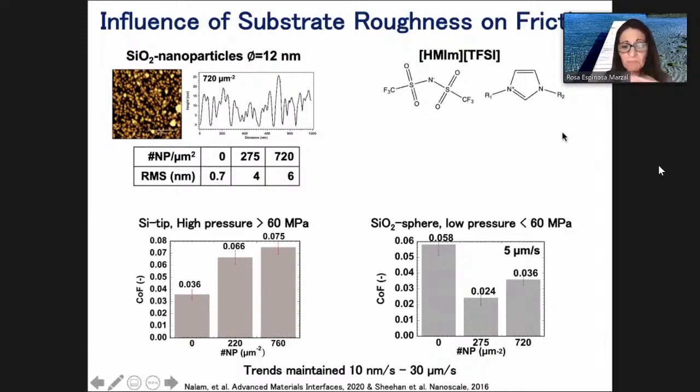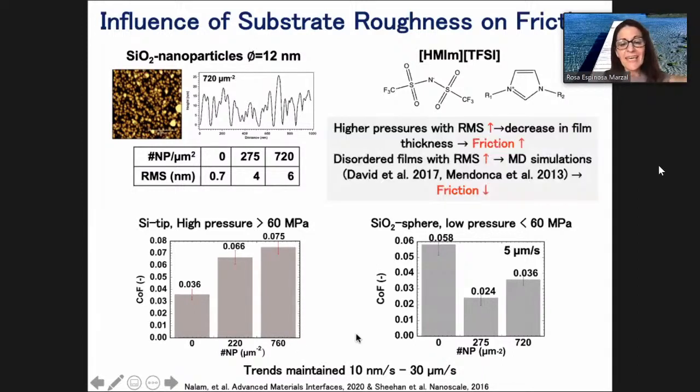These measurements were performed with this ionic liquid, so a longer alkyl chain in the cation with the same anion. The measurements were conducted by AFM with a silicon tip at high pressures, higher than 60 megapascals, up to 1 gigapascal, and you can see how the coefficient of friction increases with roughness, with the number of nanoparticles. And this is intuitive. We have higher pressures at the nanoscale asperities. We squeeze out more ions, and so the remaining ions are less efficient in lubricating, and so the friction increases.